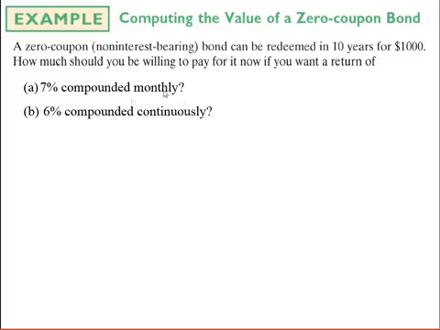So if I'm compounding monthly, again, the idea here is that in 10 years, I want $1,000, right? So I'm plugging $1,000 into my compound formula.